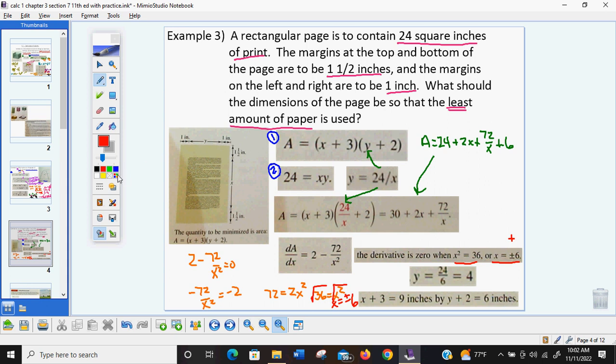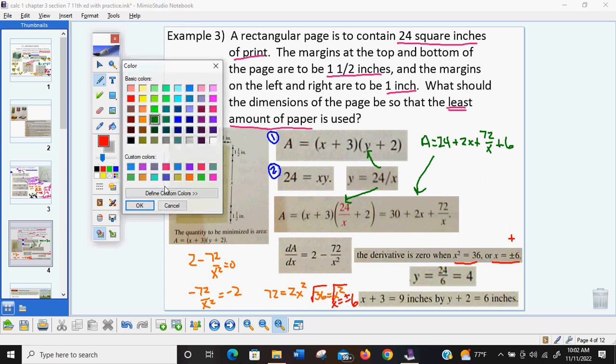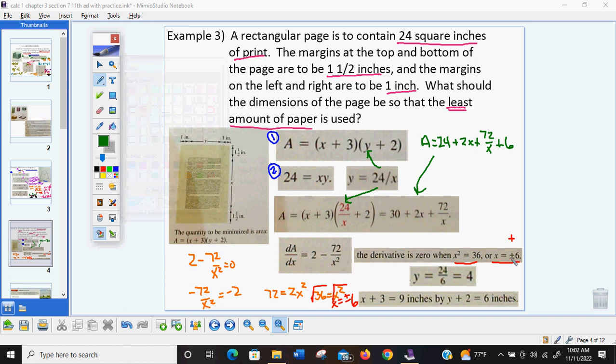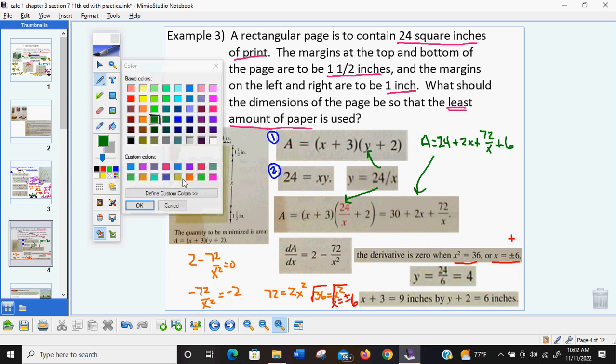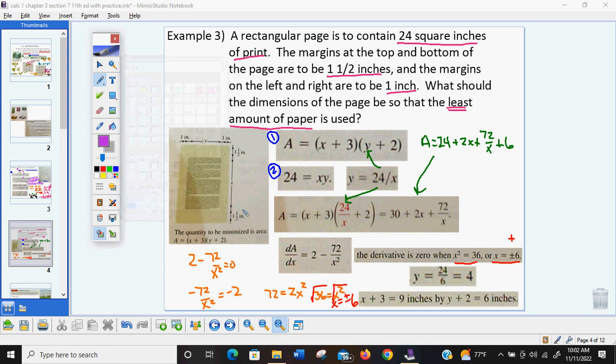Now, to solve for y, they took the 6 and they plugged it back in right here. So y is equal to 24 over 6, which is 4. So what that gives me is my x and my y. I know my x is a positive 6, and I know that my y is a positive 4.